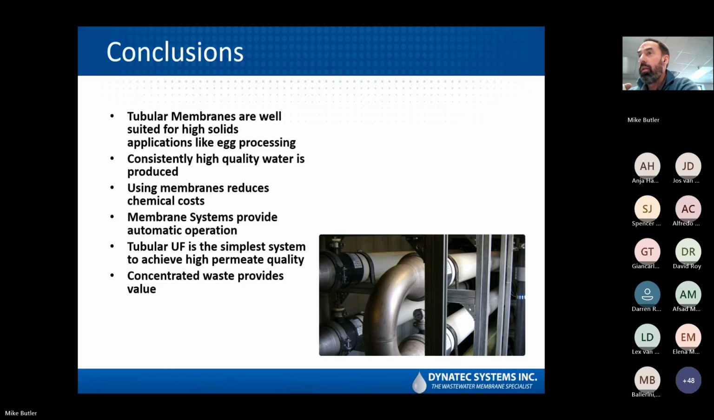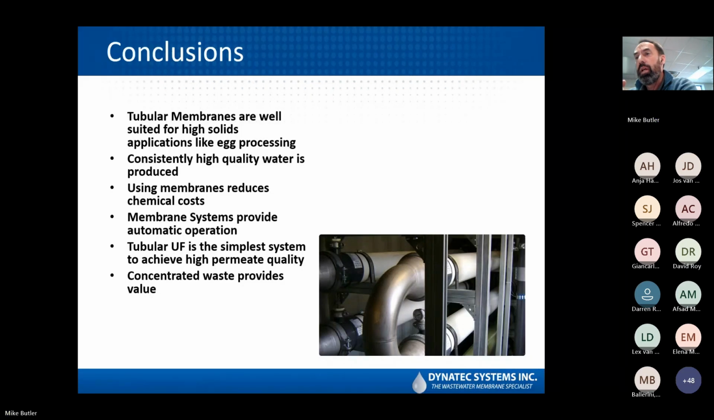So this shows that the tubular membranes are well suited for applications like egg processing, where there's high solids. The permeate that is produced is consistently high quality. There's minimal chemical cost. There's no chemicals used at all in processing the wastewater. The only chemicals used are for cleaning the membrane skids on occasion. And the automatic nature of the operation reduced operator attention significantly.